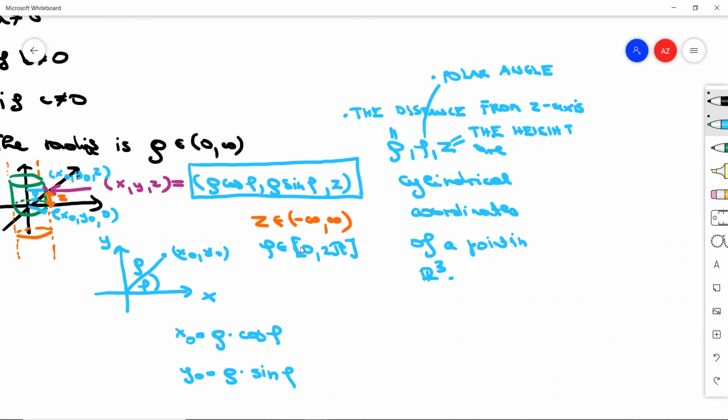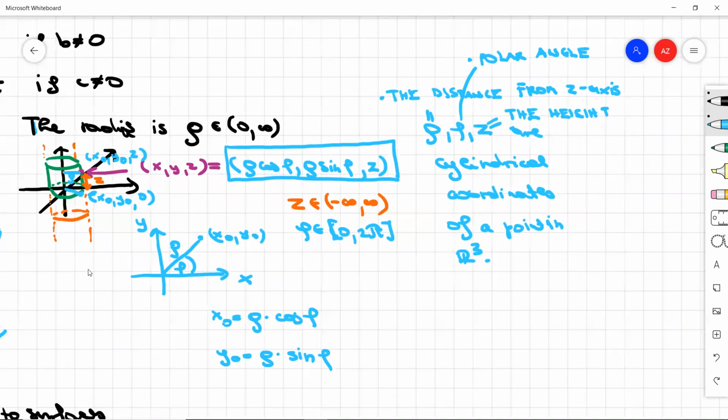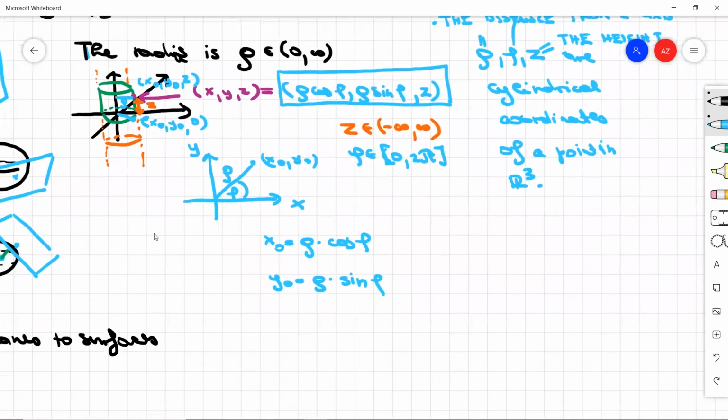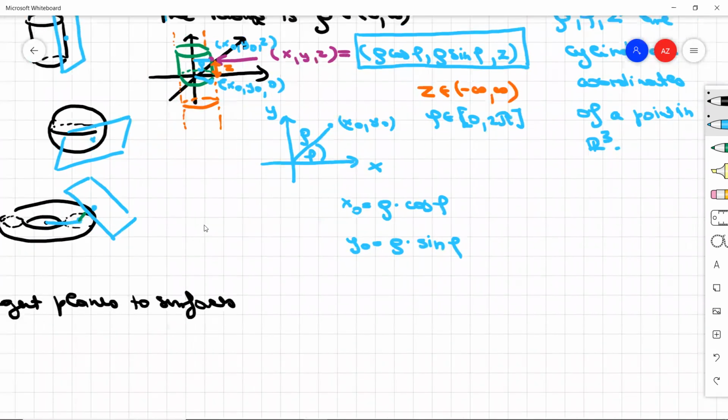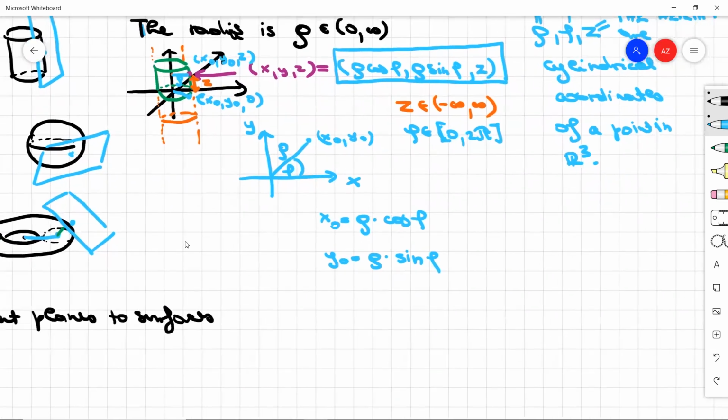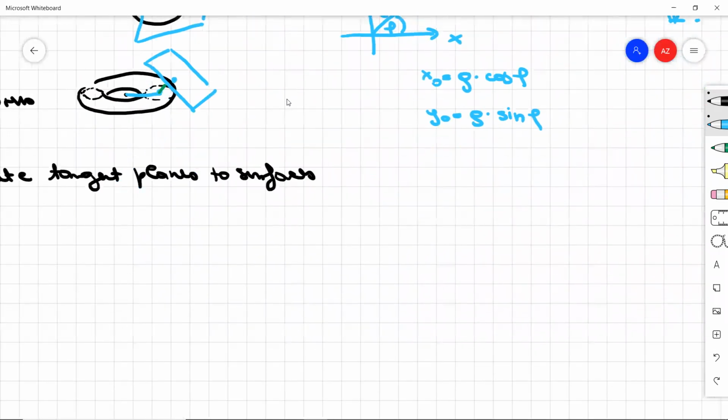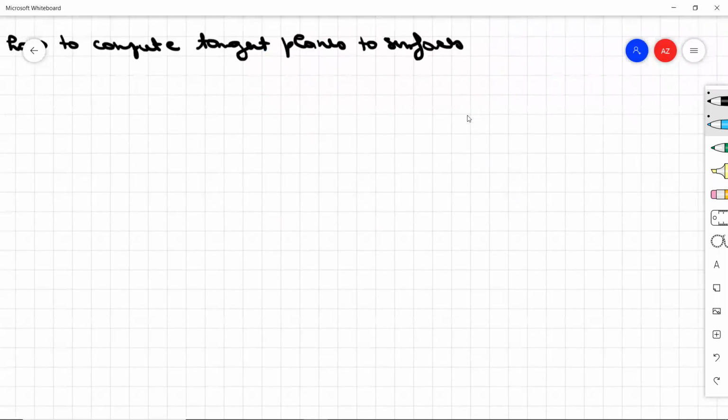So phi varies from 0 to 2 pi, and z varies from -infinity to infinity. All those points then describe the cylinder. Okay, these were cylindrical coordinates. Let's go to the spherical ones. So now we'll go down.